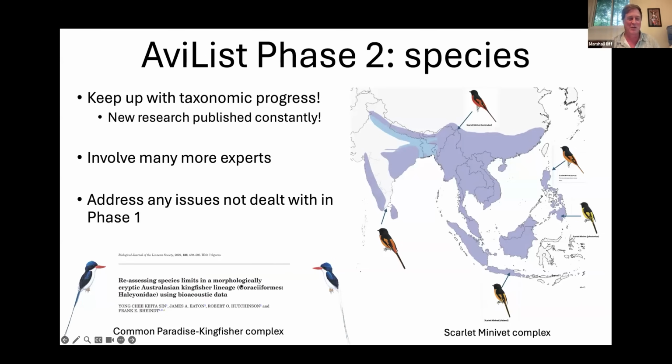The Paradise Kingfisher example down below is something recently published that may split the current common Paradise Kingfisher into 6 species. So we want to keep our eyes on incoming data for sure.